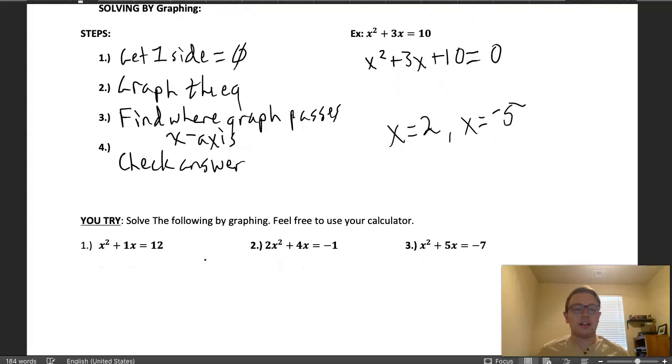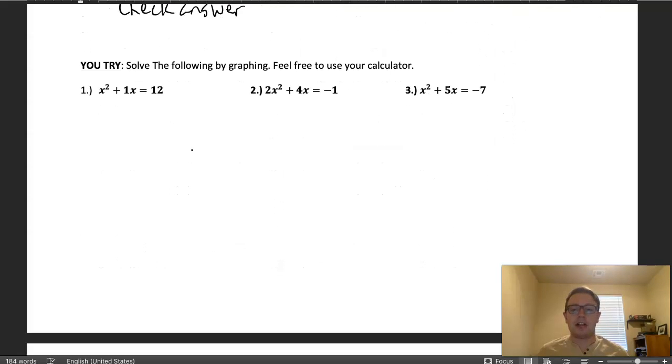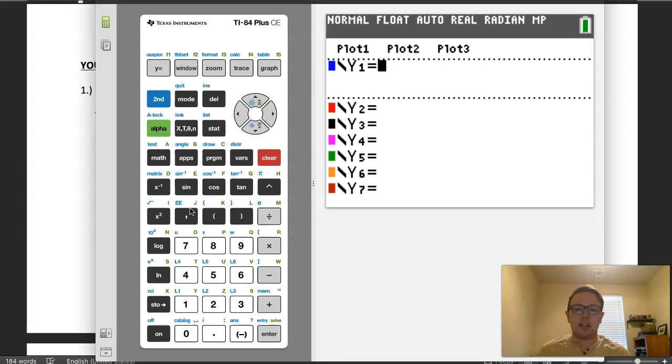Now I know this is a little confusing, so let's go ahead and have you try a couple by graphing. For this first one, what we're going to do is we're going to set x squared plus 1x minus 12, so we're going to subtract the 12, equal to 0. Next thing we're going to do is put this into our calculator. So we get to our calculator, let's put it in. Y is equal to x squared plus x minus 12, and graph it.